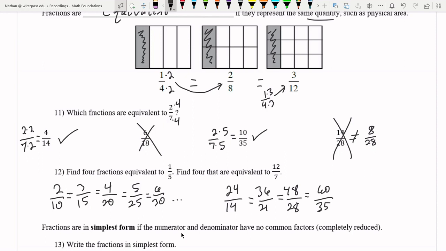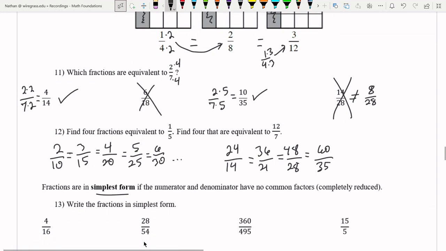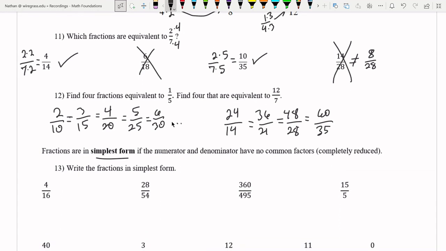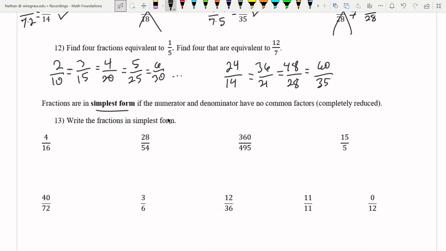Okay, now, since we can have infinitely many ways to express a fraction, the question is, which one do we prefer? And we always prefer the simplest form. The simplest form is the expression where the numerator and denominator have no common factors, or is completely reduced. That's what it means to be completely reduced.